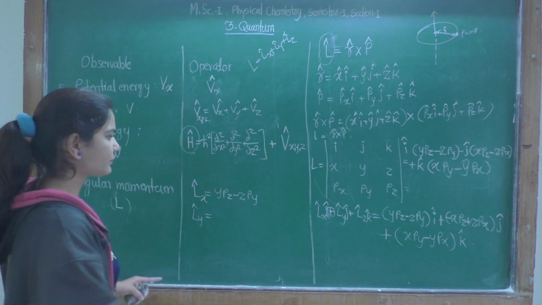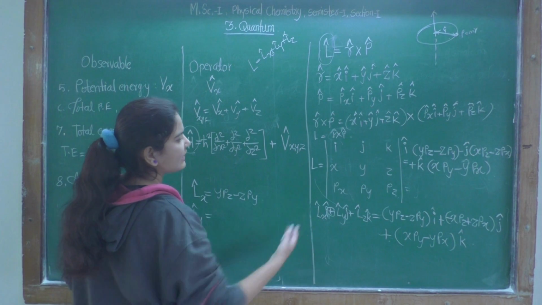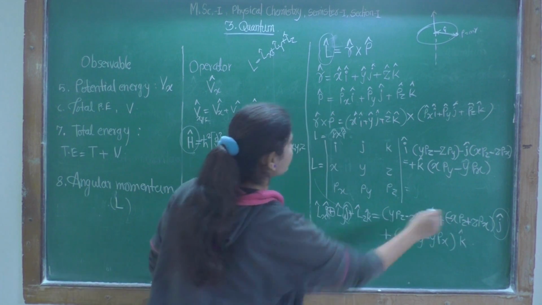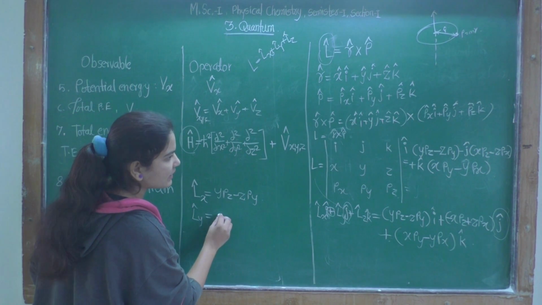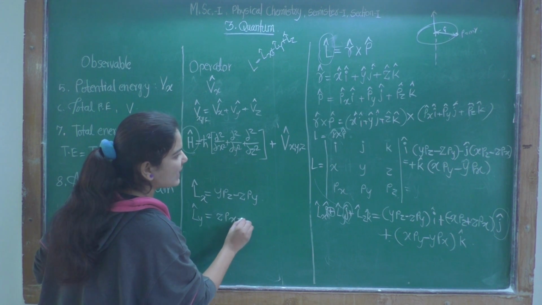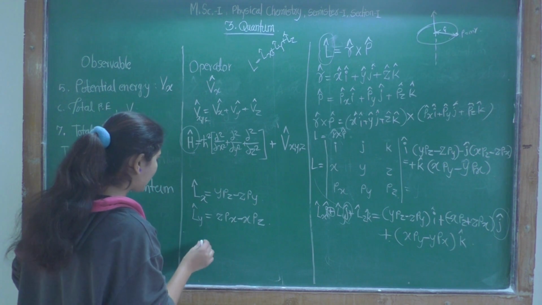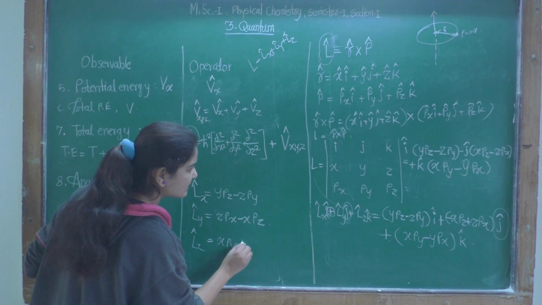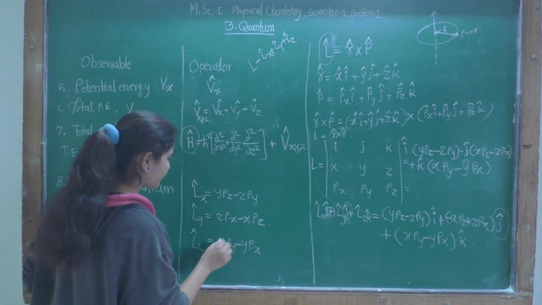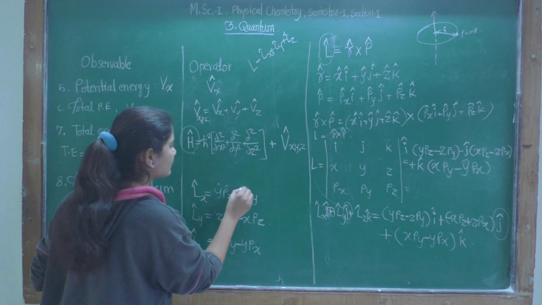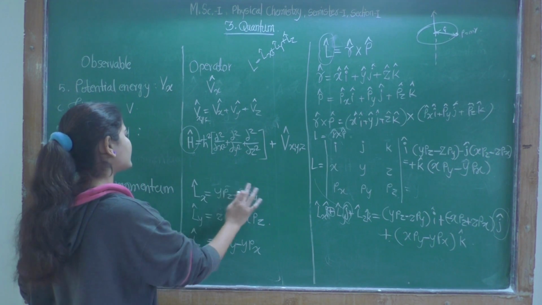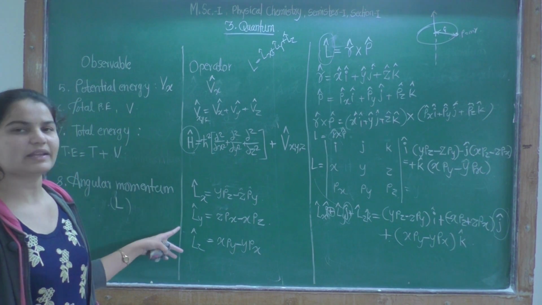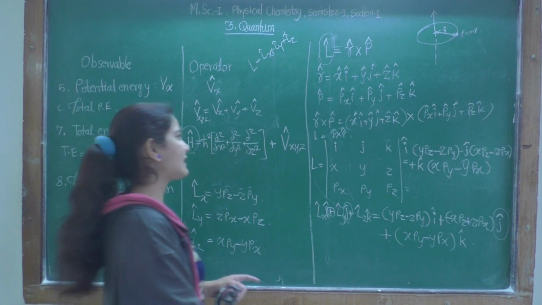So to compare Ly with that value, see, this is j and this is j, so we will compare the coefficients. Ly will be zpx minus xpz, right? And Lz will be xpy minus ypx. That's it. So we will get three operators for these three angular momentum values along different axes. Got it?